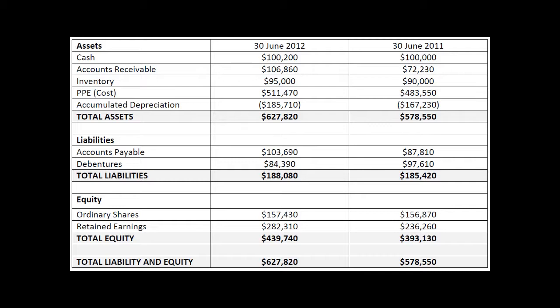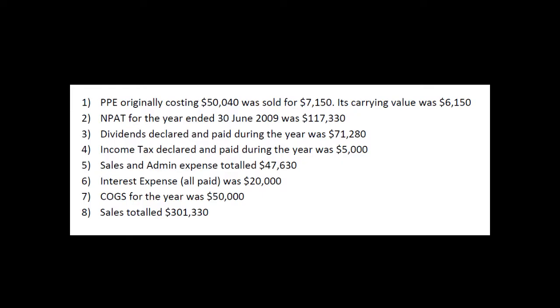We have some additional information, and hopefully this is obviously quite small, but if you've got your own copy, it's a little bit easier. So we've got information about property, plant and equipment, net profit, dividends, income tax, sales and admin expense, interest expense, cost of goods sold, and sales. From this, we need to extrapolate out a full statement of cash flows.